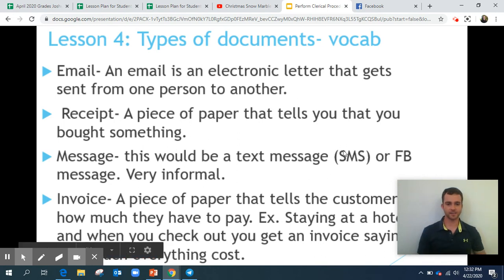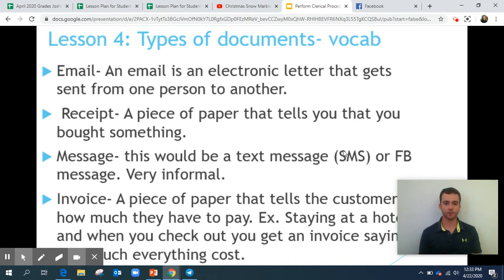Invoice. An invoice is a piece of paper that tells the customers how much they have to pay. This is different from a receipt, because a receipt you get after you've paid. But an invoice I get before I pay.